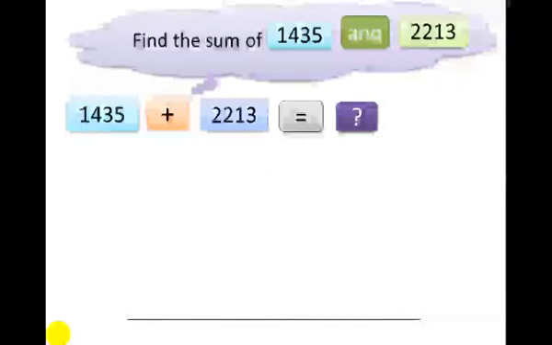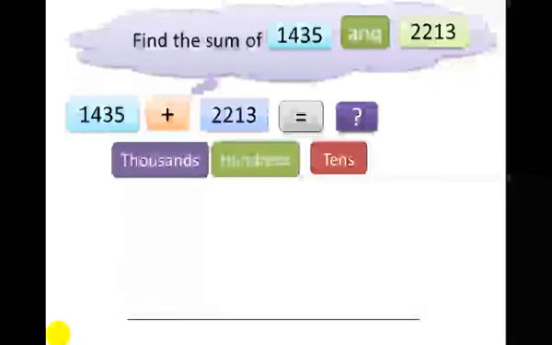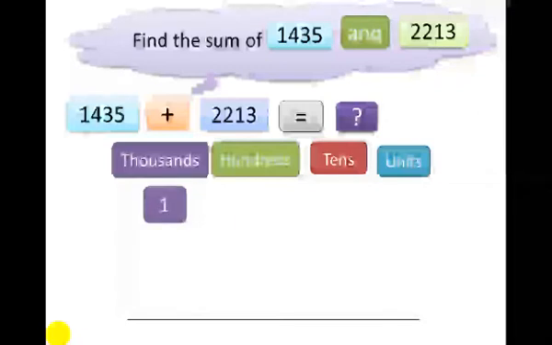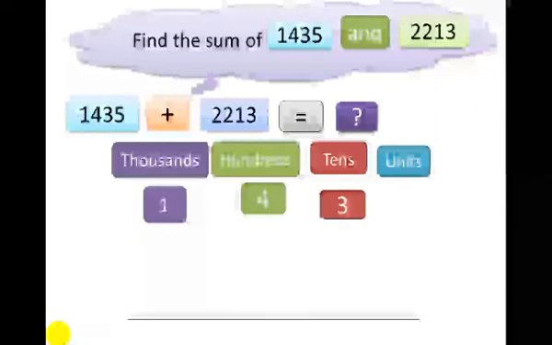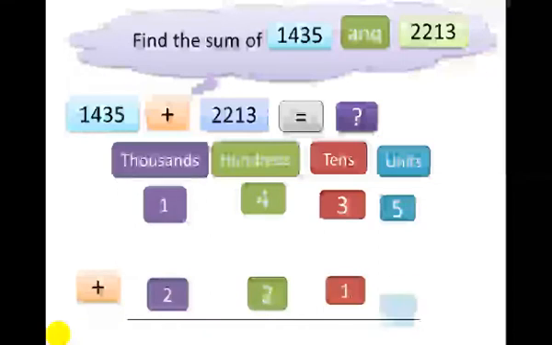Next, we place each digit in the place value table. Since the numbers are 4-digit numbers, we have thousands, hundreds, tens, and units. Firstly, we place the first number 1435: 1000, the 4 is 400, the 3 is 3 tens, and the 5 is 5 units. Plus, always put the sign. 2000, 200, 1 ten, 3 units.